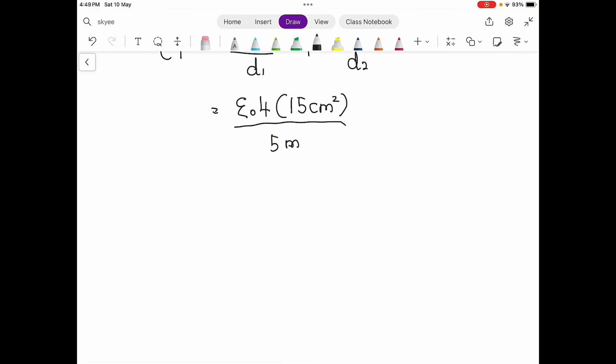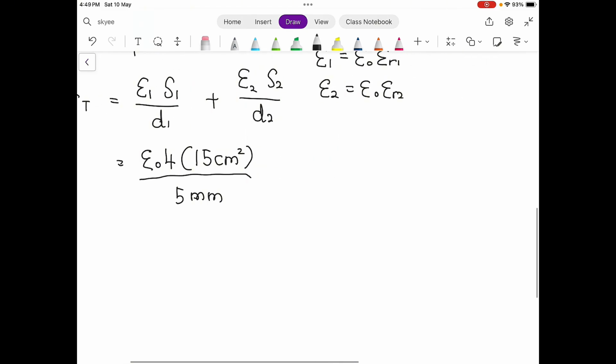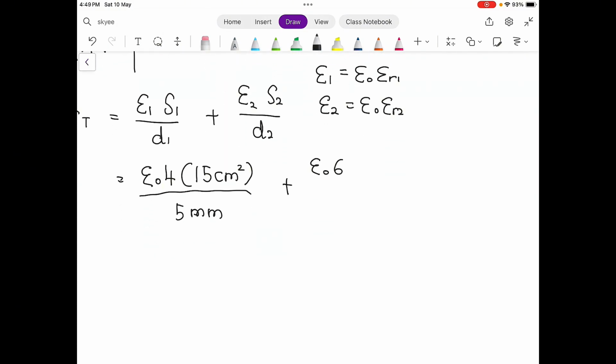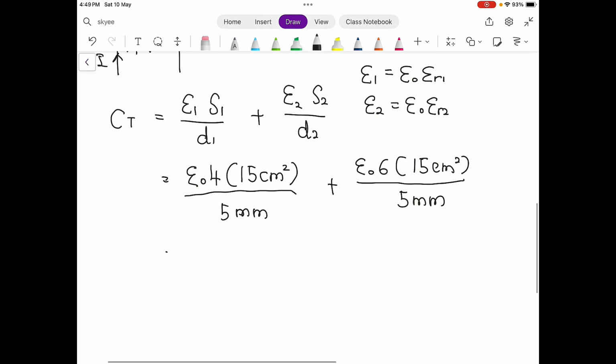For the second capacitor, we have epsilon naught and epsilon R2, which is 6, and this one is also 15 centimeter square and 5 millimeter. If you look at these calculations, you can see that the units are different. This is centimeter and this is millimeter. It's not the same, so you have to convert everything to meter.